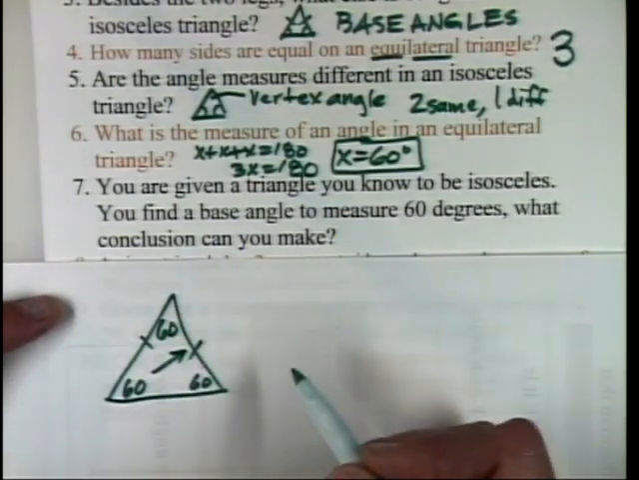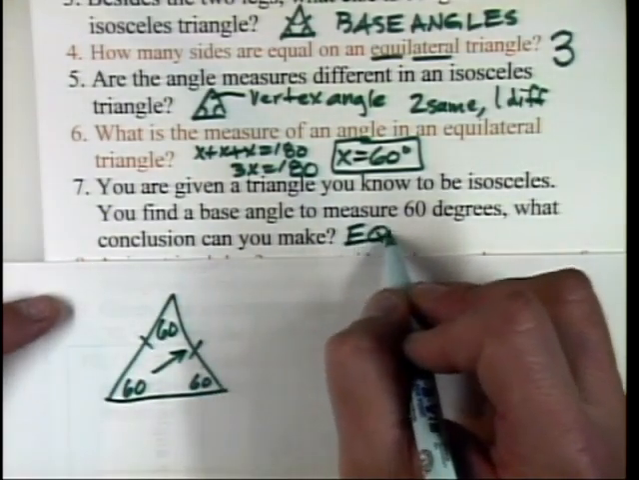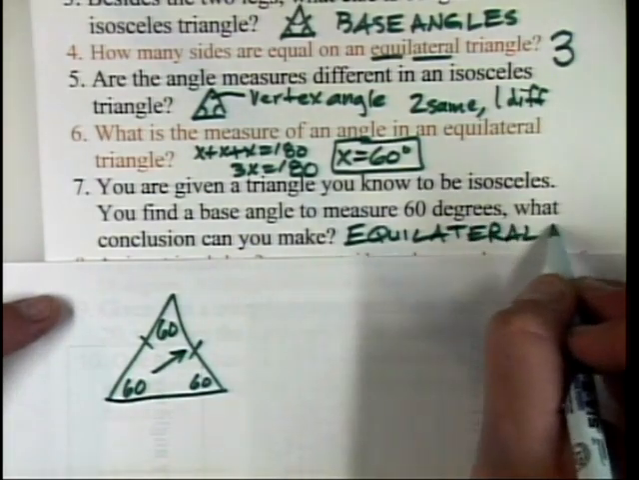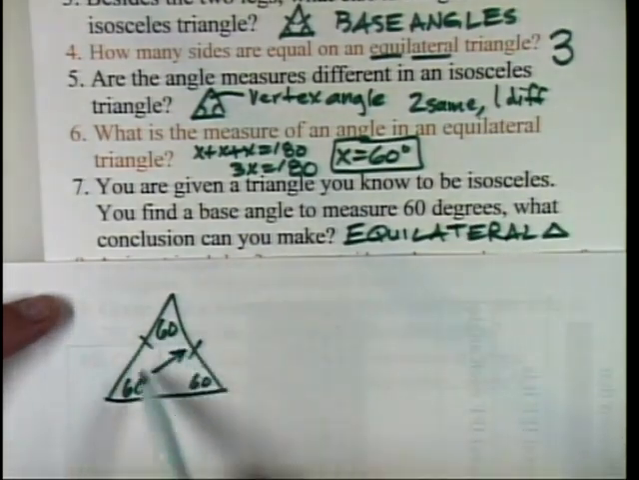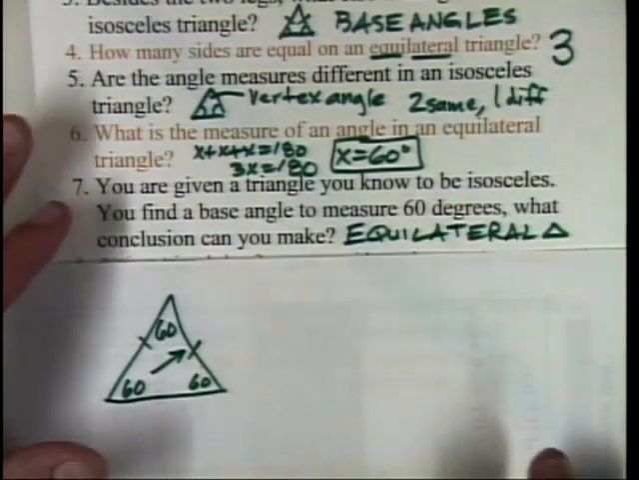So what conclusion can we make? We can say this is an equilateral triangle. Now remember from a previous show, an equilateral triangle, since all the degree measures are less than 90, all equilateral triangles are also acute.